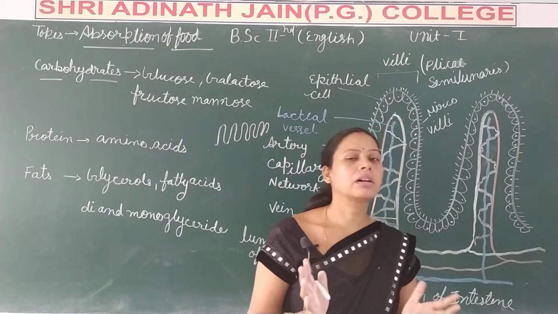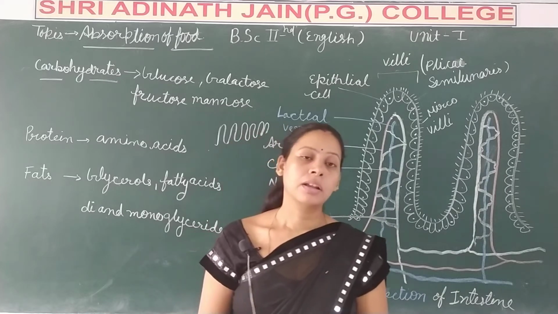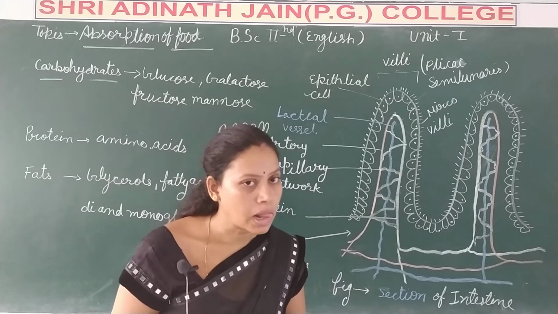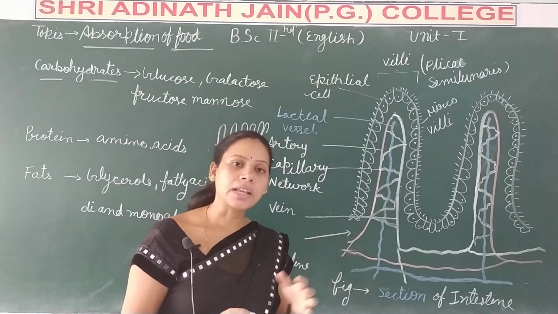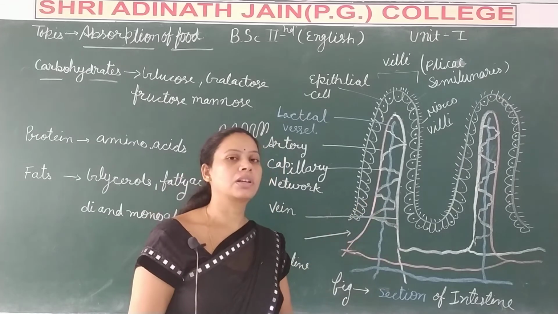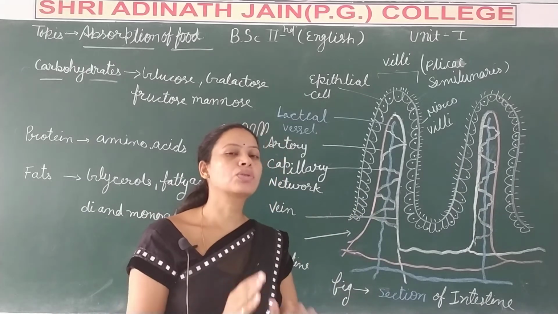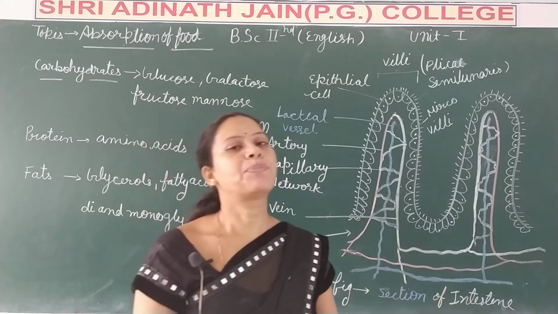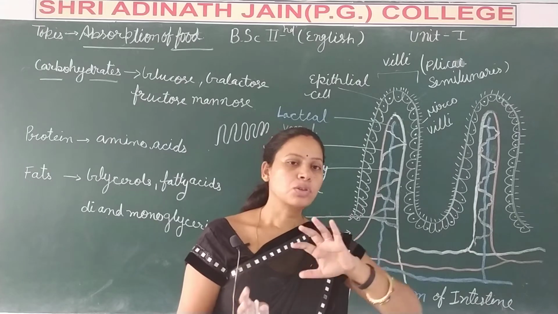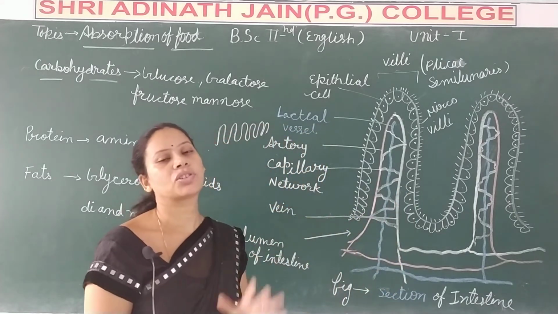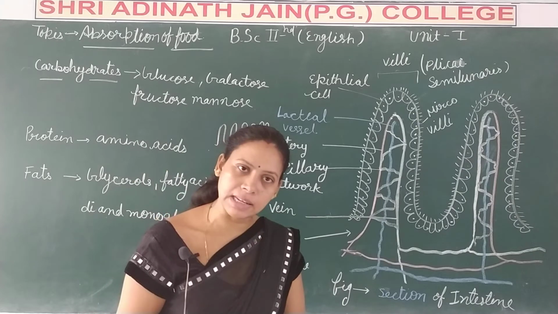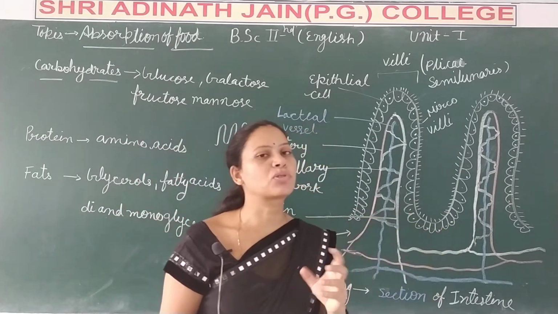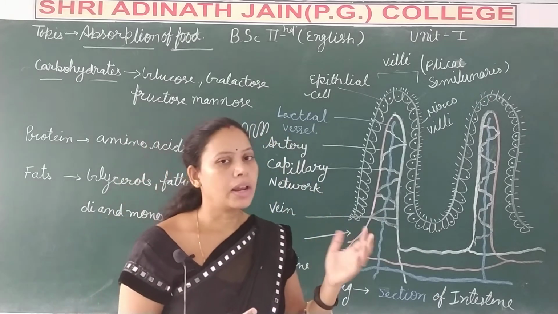As we know, in the alimentary canal 4 layers are there: mucosa, submucosa, muscularis, and serosa, along with the lumen of the intestine. These structures increase the absorption area and help in the absorption of food. Okay, so by the help of these structures, food can be absorbed easily. As you know, 90% of the food is absorbed from the small intestine.